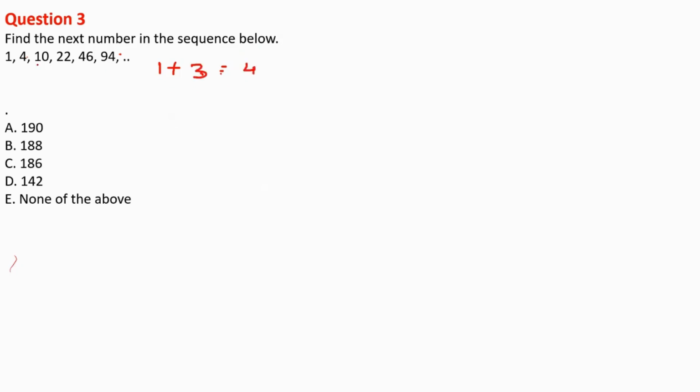Next, 4 and 10, the difference is 6. If we try to define it in terms of 3, it's 3 two times. 3 two times is 6, increasing by 6, giving me 10.